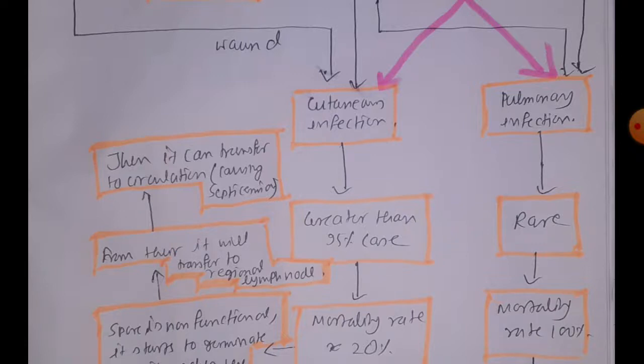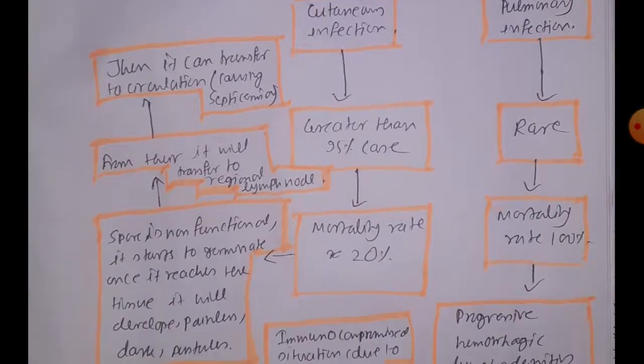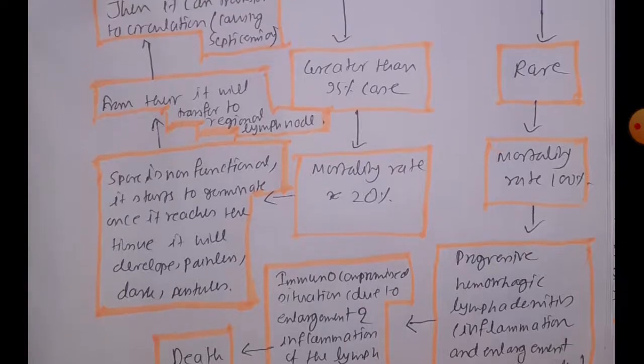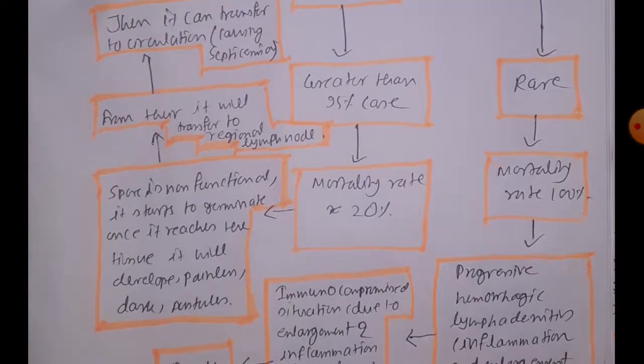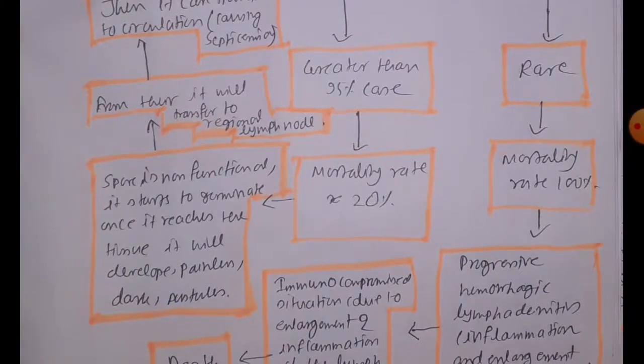First, the spore is non-functional initially, but it will start to germinate when it reaches the tissue. During this germination process, it will cause painless dark pustules. From that it will transfer to the regional lymph node, and from there it can transfer to circulation, causing bacteremia, then septicemia. I think you know that bacteremia is the presence of bacteria in the blood, and septicemia is when bacteria are multiplying in the blood. Septicemia is a more dangerous condition than bacteremia.